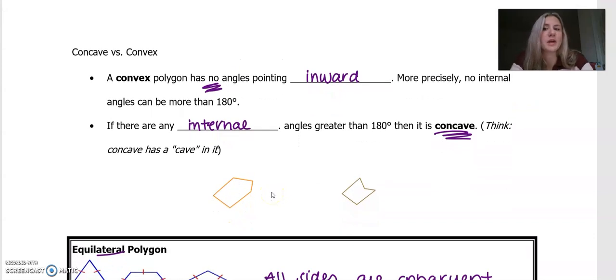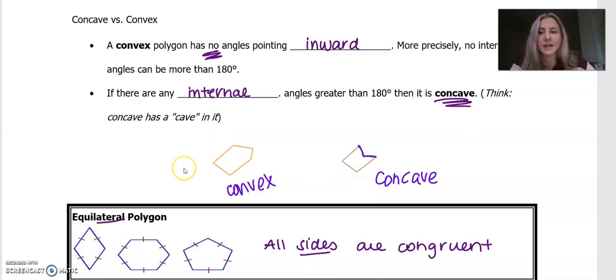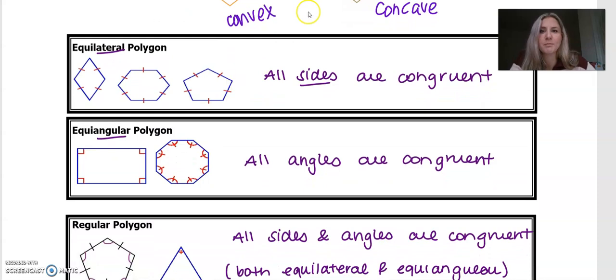A little bit more vocab here. A convex polygon has no angles pointing inwards. So this right here is a convex polygon. If there's an angle pointing inwards, like this angle right here, see how it's pointing into the triangle? It's called a concave polygon. Give you a moment if you want to pause and jot that stuff down. And then I've got some more vocab.